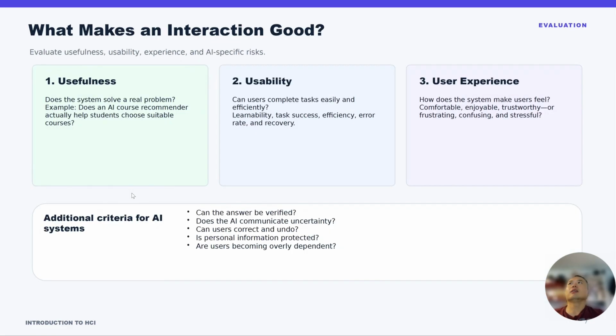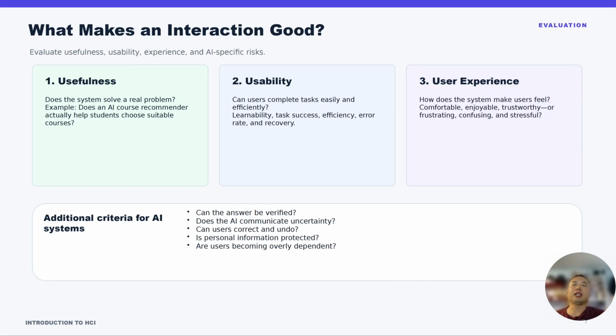So what makes an interaction good? When we evaluate a system, to decide whether it is good or bad interaction, we have to evaluate the usefulness, the usability, the experience, and AI-specific tasks. What is usefulness? Does the system solve a real problem? For example, does an AI course recommender actually help students choose suitable courses, or lead students to choose courses that they don't need, or that are not suitable for their background?